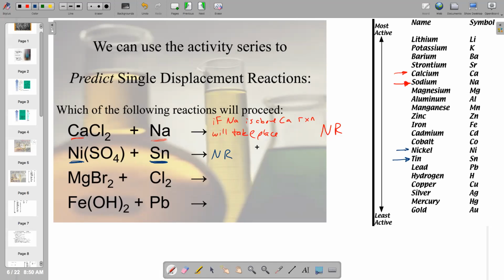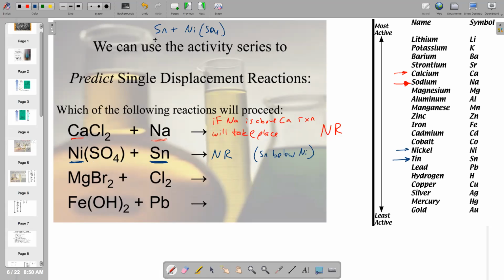Because the tin, Sn, is below the nickel. And it really doesn't matter the order you write the reaction. For instance, if I write it like this, Sn plus NiSO4, it depends on if there's one or two. It doesn't matter here. If I write it in this order, it doesn't make a difference either.